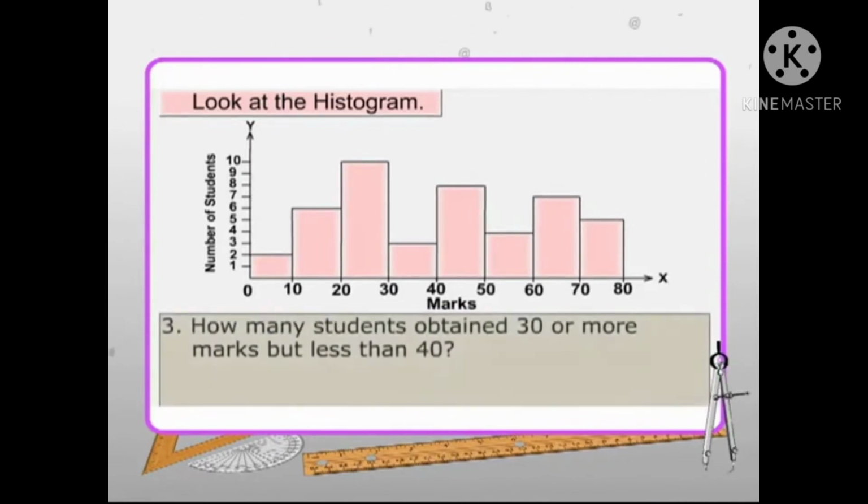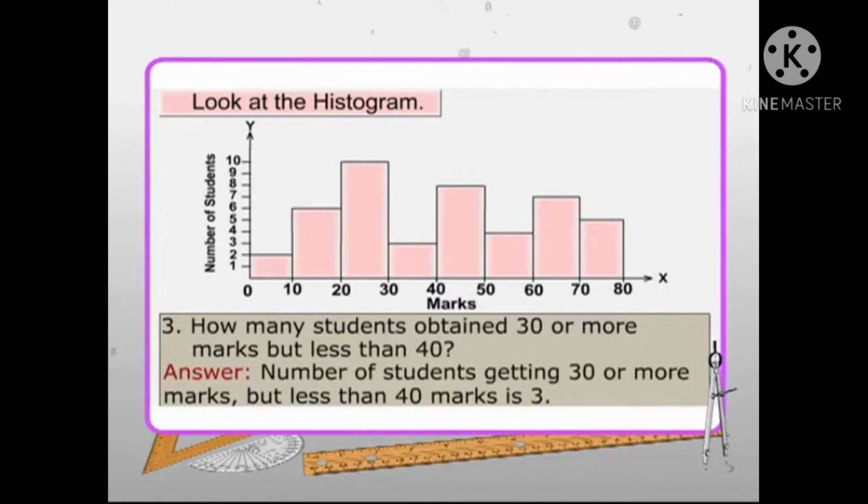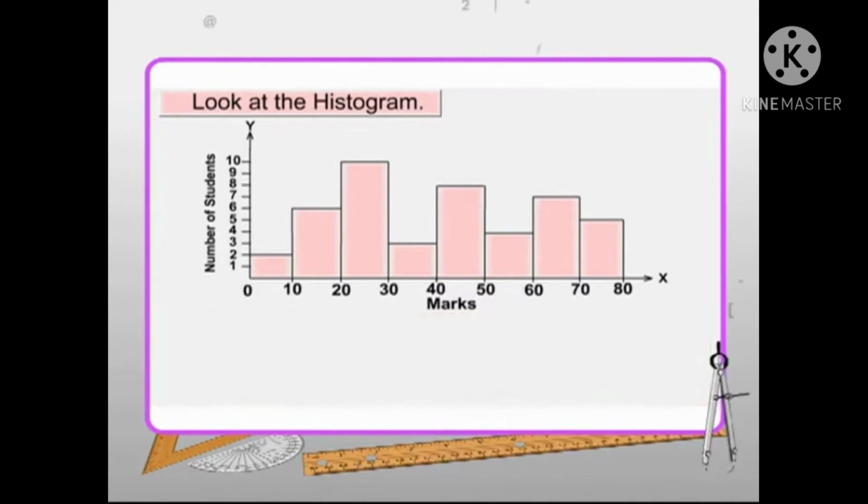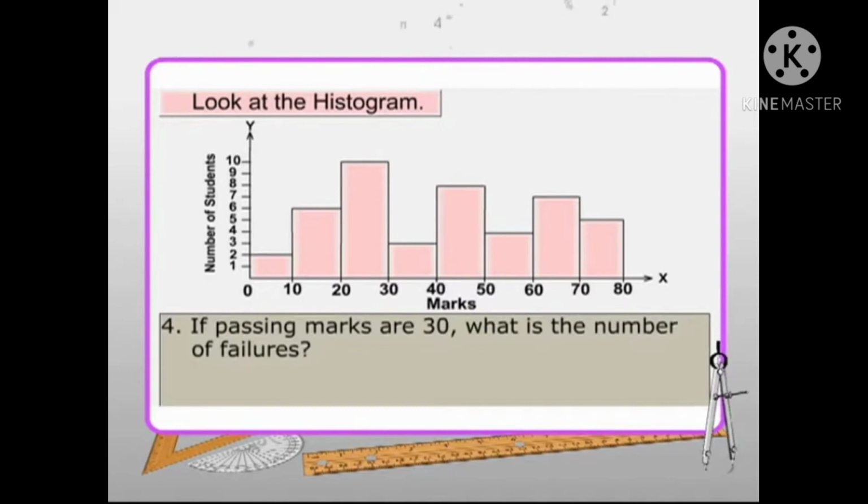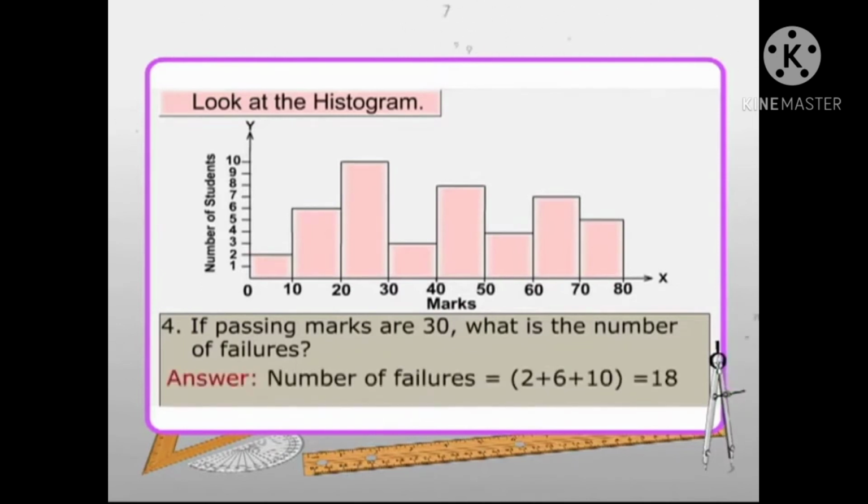Third question. How many students obtained 30 or more but less than 40 marks? The answer is the number of students getting 30 or more but less than 40 marks is 3. Question 4. If passing mark is 30, what is the number of failures? The answer to this question is the number of failures is 18.